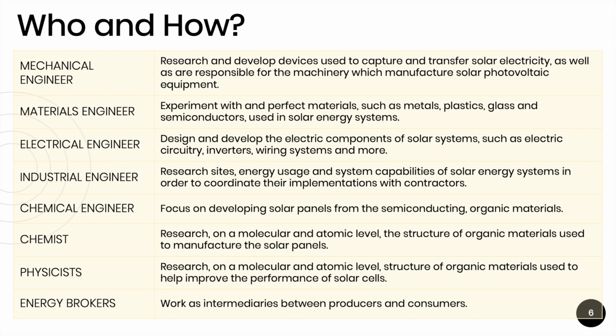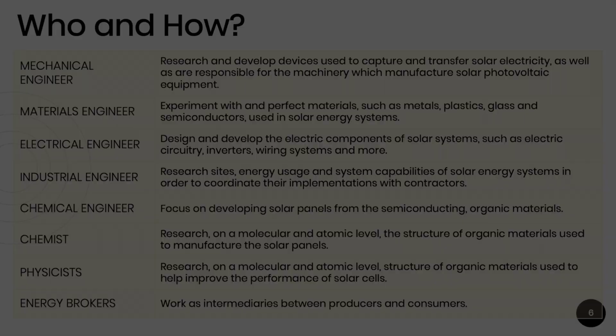Industrial engineers research sites, energy usage, and system capabilities of solar energy systems in order to coordinate their implementations with contractors. Chemical engineers focus on developing solar panels from semiconducting organic materials. As for non-engineering professionals, chemists research on a molecular and atomic level the structure of organic materials used to manufacture the solar panels. Physicists research on a molecular and atomic level the structure of organic materials to help improve the performance of solar cells. Finally, energy brokers work as intermediaries between producers and consumers. Together, these professionals, both engineers and non-engineers, are using different fields and working together to make solar energy affordable.